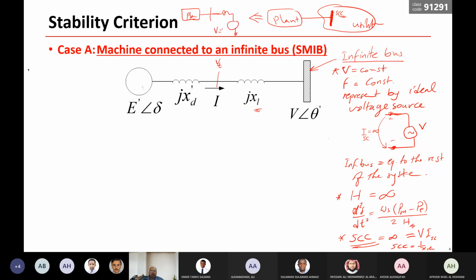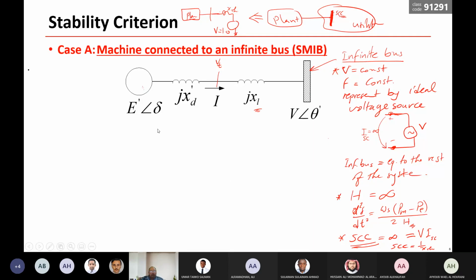V here equal to 1 per unit, and this is X Thevenin. X Thevenin equals 1 over the short circuit capacity. So if you have a short circuit capacity equal to infinity, that means there is no Thevenin impedance and the voltage here is constant. Whatever changing of the load here will not affect the voltage.